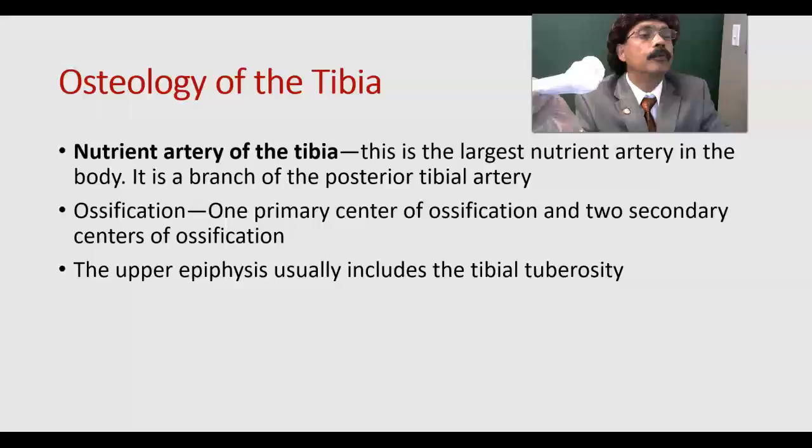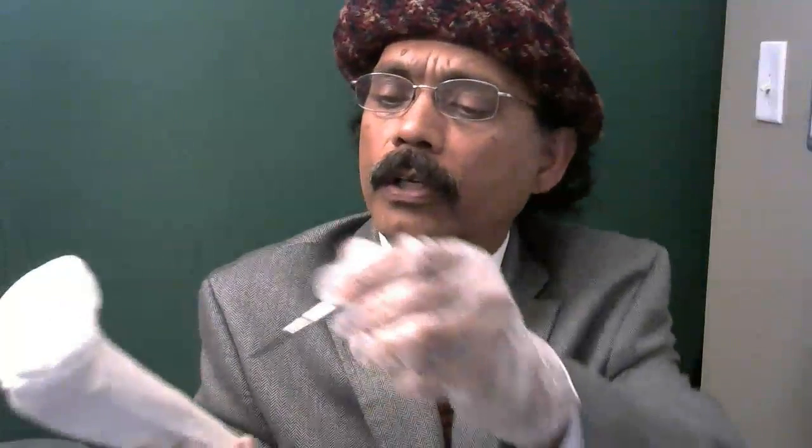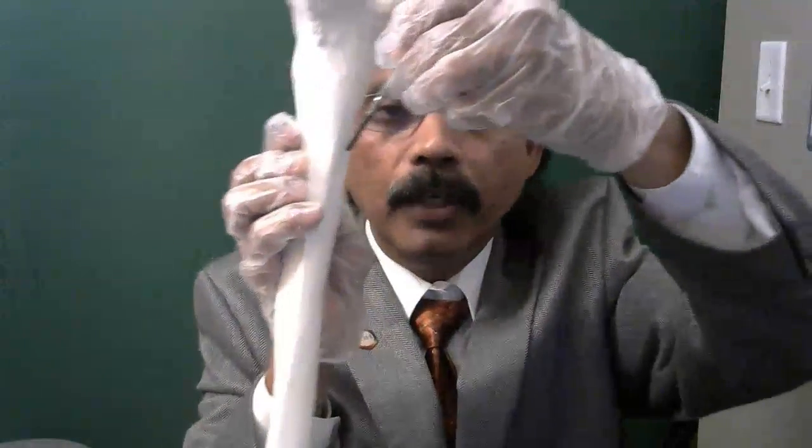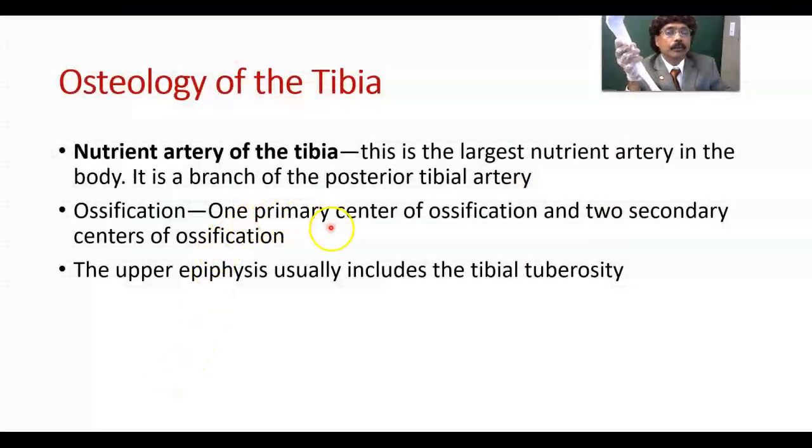Okay. So if you go there, nutrient artery should be on the posterior surface. Here is the posterior surface, and nutrient artery close to the soleal line usually. And this is a very important artery. This is the largest nutrient artery of the body. Okay, ossification of the tibia, one primary center of ossification and two secondary centers of ossification. Upper epiphysis usually includes the tibial tuberosity. Tibial tuberosity, we have the upper epiphysis that usually includes the tibial tuberosity.